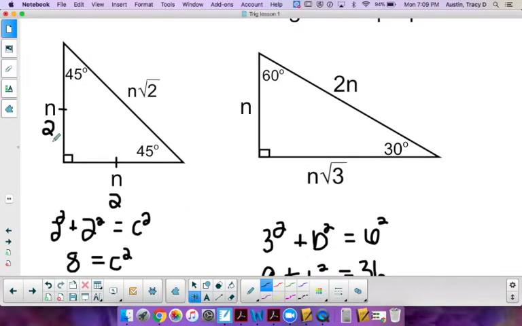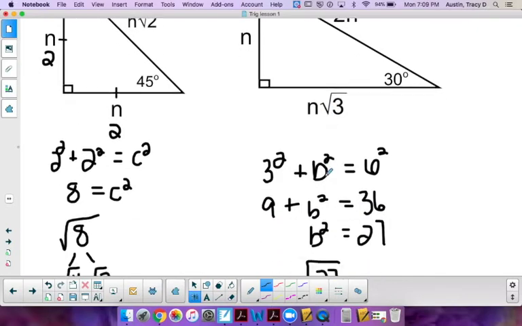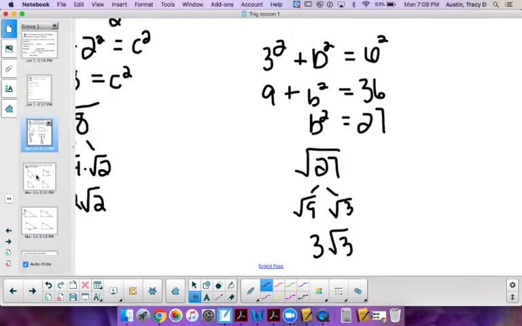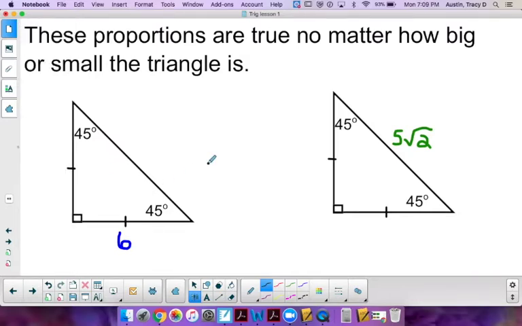Okay, so basically it could be x, could be n, whatever it is: x, x root 2, 2x, and x root 3, however you write it. But we're going to do several examples today, and this is what you're going to work on first. And again, these work no matter how big or small the triangles are. Okay, so we'll start with an easy one.